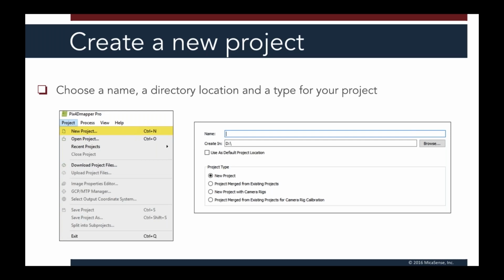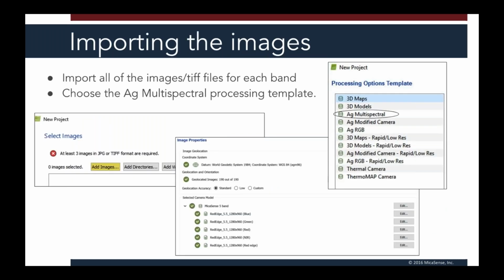So the first step here will be to create a new project. Choose whatever name for the project that you'd like. Save it wherever you'd like in documents or downloads, wherever, and then select the project type. So in this case, we'll be doing a new project.